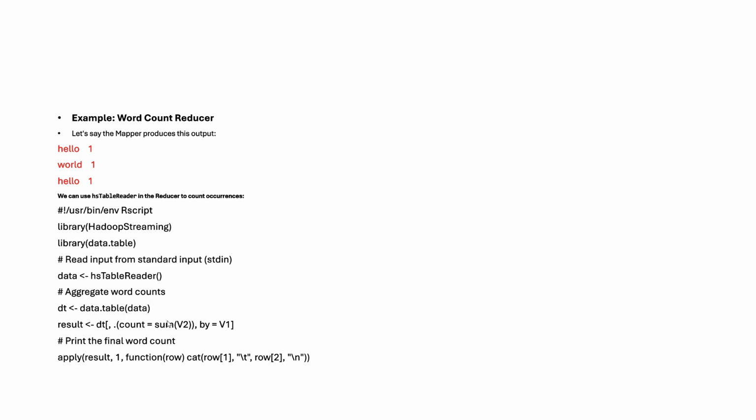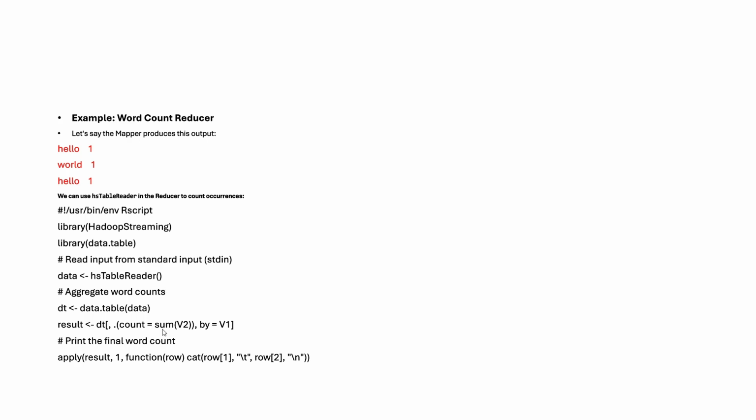Okay, so this one is the example of hs table. Again, hs table reader is a function for Hadoop streaming that reads the tab-separated key value data from the standard input. And typically the standard output is piped to the reducer in the R streaming job.